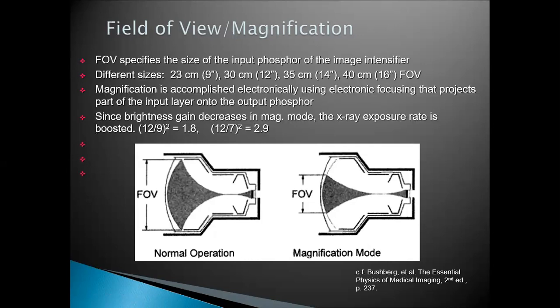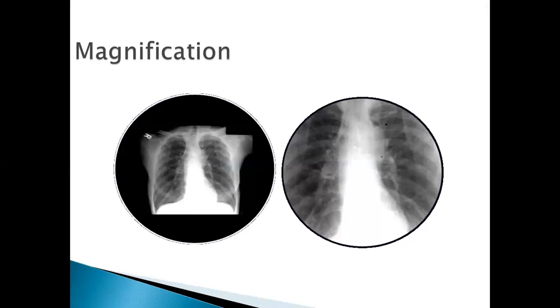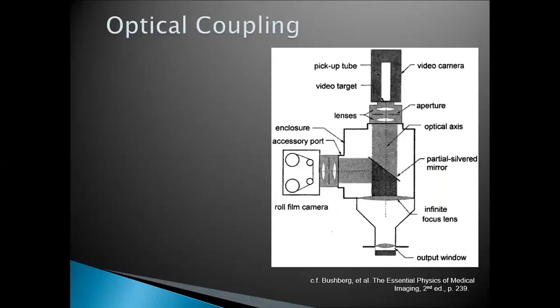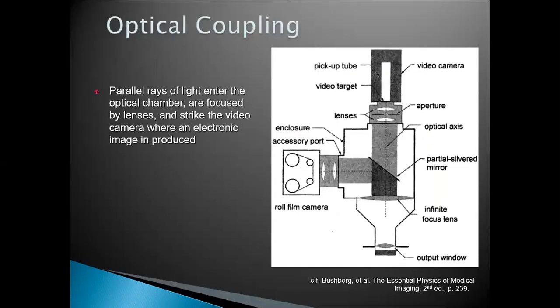So we looked at the example of magnification, the diffusion effect, and optical coupling, which has to do with all the necessary electronics that we have in the image intensifier.